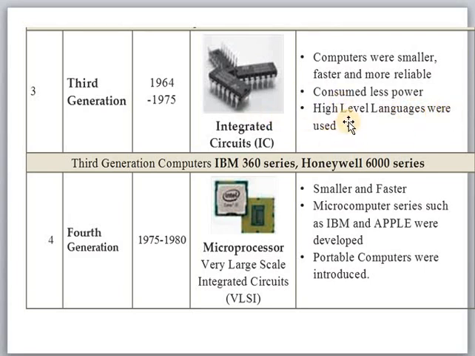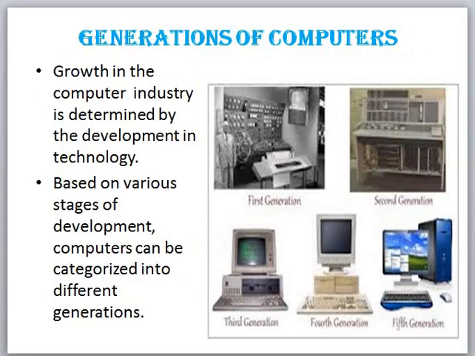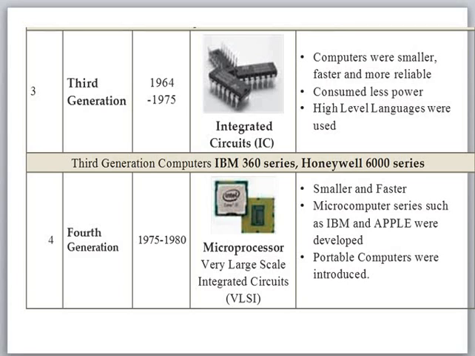Just because of this IC, so many changes have taken place in our computer. The computer size has become very small, faster and more reliable. You can see here, comparing to the first generation and second generation computers, the third generation computer is very small. That is because of the integrated circuit. The computers developed during the third generation are the IBM 360 series and Honeywell 6000 series. These are some of the computers developed during the third generation.